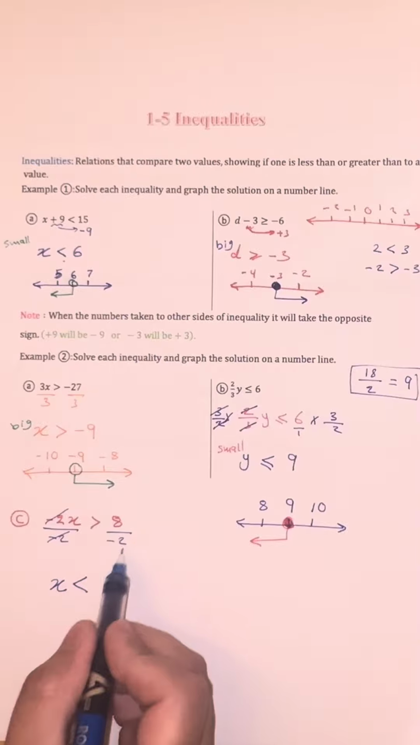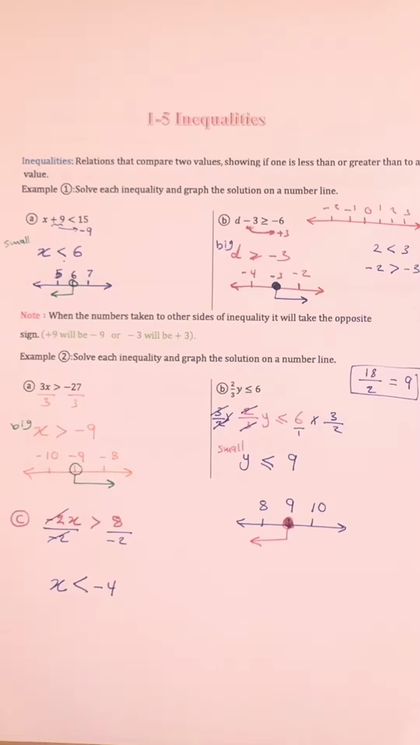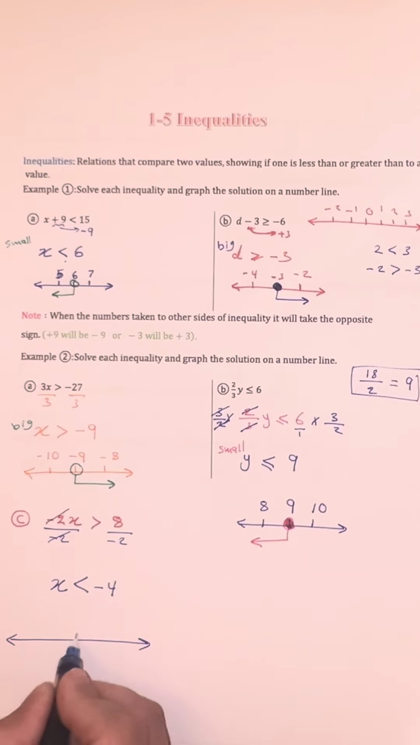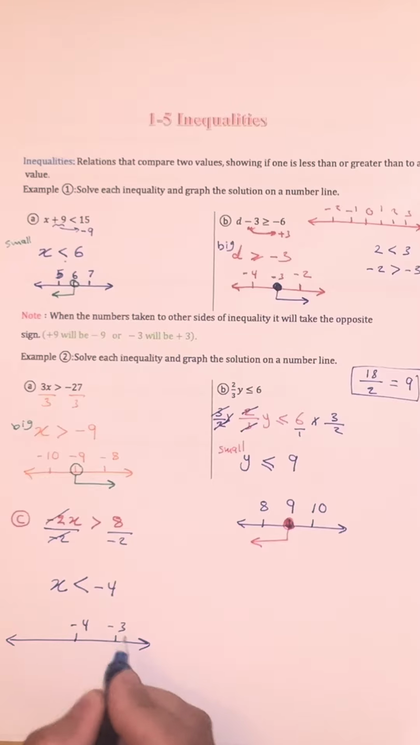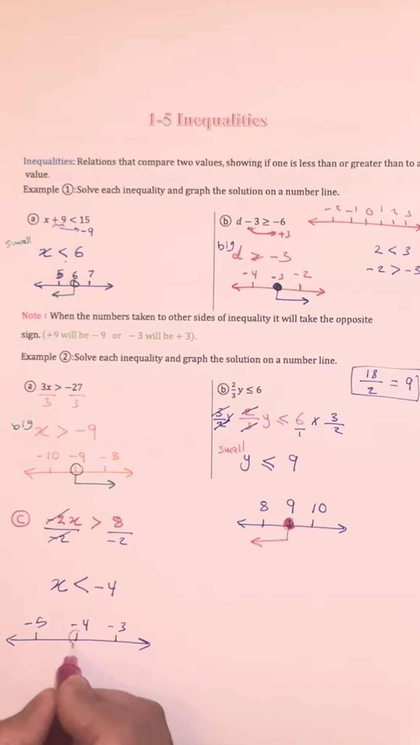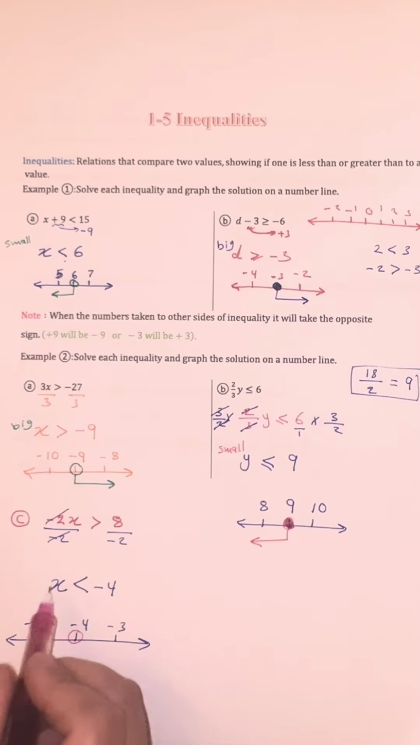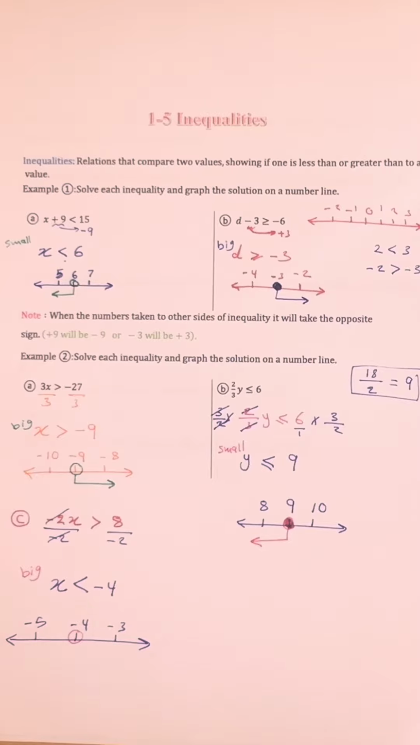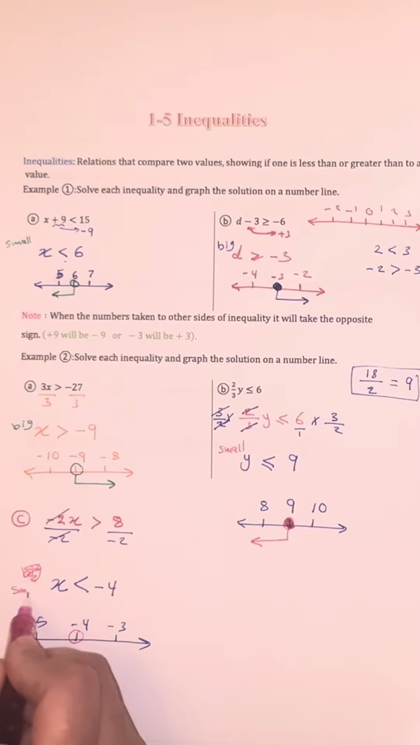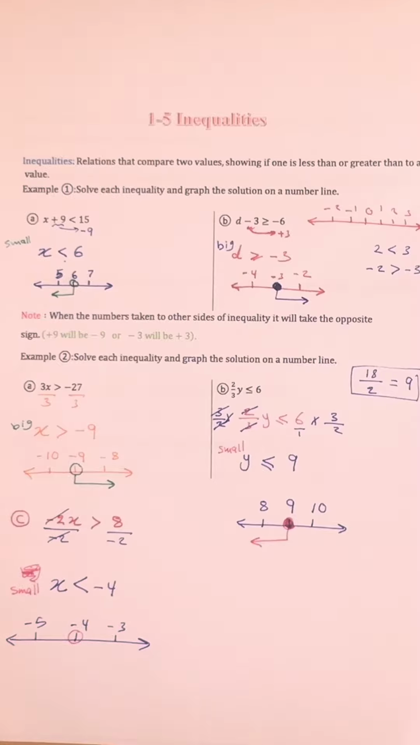So 8 divided by negative 2 will be negative 4. The reverse symbol for the negative factor. This is the number line. Negative 4 is here. Negative 3 is greater than negative 4, and negative 5 is less than negative 4. An open circle because there is no equal sign, so x is smaller than or less than negative 4, so we need to take the small numbers. Which side is smaller than negative 4? This side is smaller than negative 4.